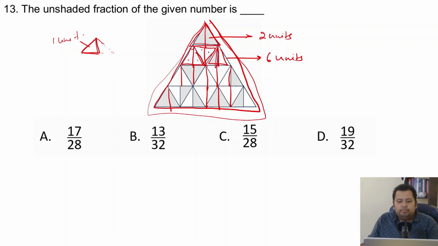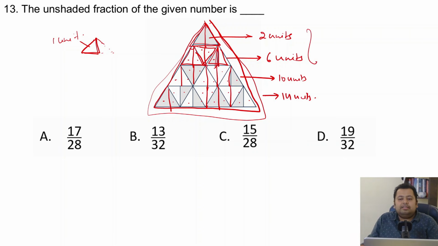2, 2, 2. So 6 units. Similarly, 1, 2, 3, 4, 5, 6, 7, 8, 9, 10. So there are 10 units over here, correct? And again, we'll do the same thing. 1, 2, 3, 4, 5, 6, 7, 8, 9, 10, 11, 12, 13, 14, right? There are 14 units over here.